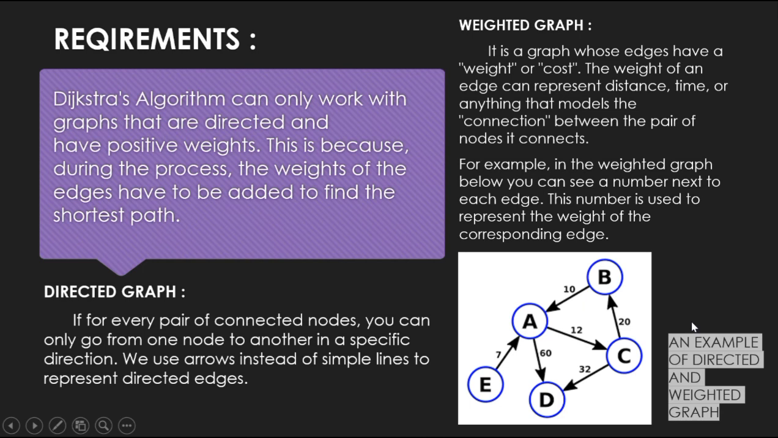Requirements for Dijkstra's algorithm. Dijkstra's algorithm can only work with graphs that are directed and have positive weights. This is because during the process, the weights of the edges have to be added to find the shortest path. If there is a negative weight in the graph, then the algorithm will not work properly. Once a node has been marked as visited, the current path to that node is marked as the shortest path.